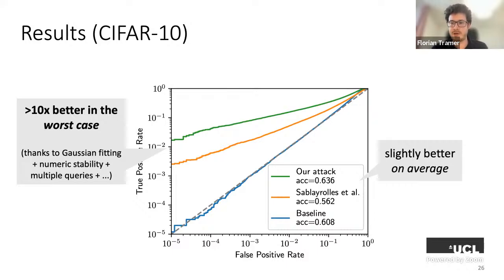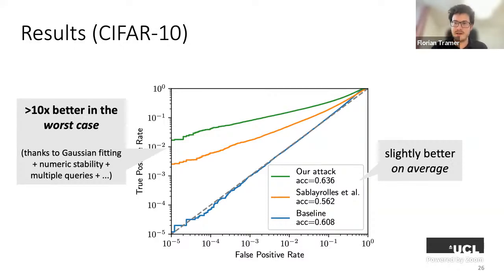this attack from Sablerol, which is actually a somewhat similar attack to the one I just presented on the previous slide, but there's a number of trivially sounding, but actually very important differences in how we set up our attack. And if you're interested in these, I invite you to take a look at the paper. It turns out that this fitting of Gaussian distributions to the losses that we observe is very important. And then there's steps you have to take to make sure everything you do is numerically stable.